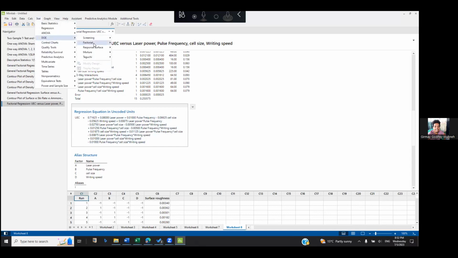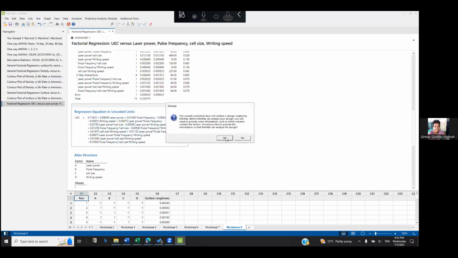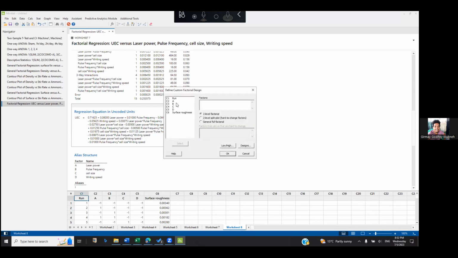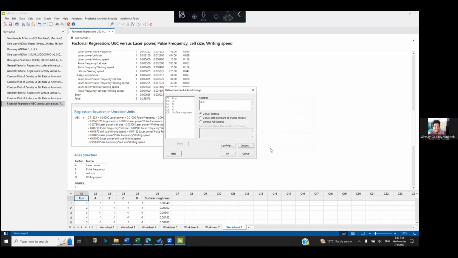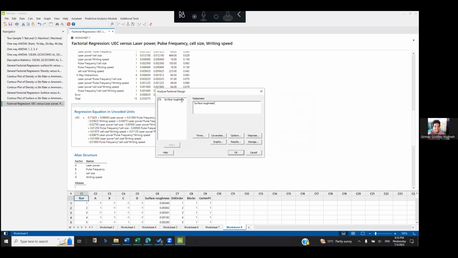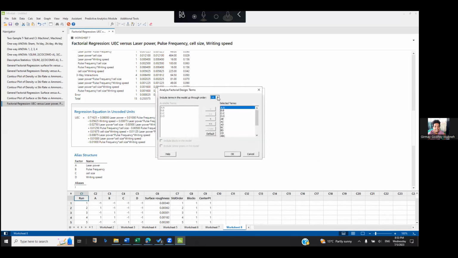Similarly, start Design of Experiments, Factorial, Analyze. Factors are two-level factorial, coded -1 and 1, low and high. The design, the run order here, specifies the run order. Standard order, no blocks. Surface roughness is the response. Similarly, there are sufficient degrees of freedom.